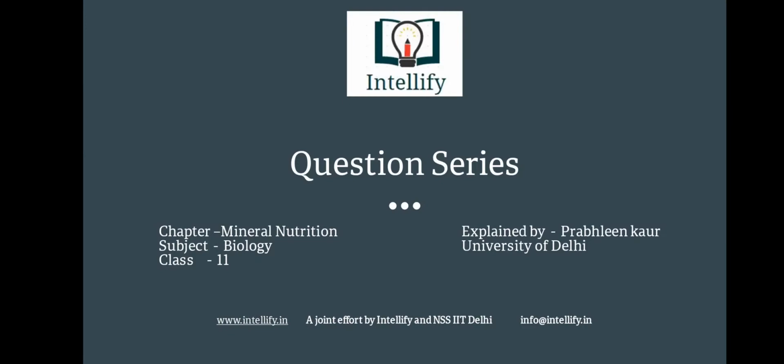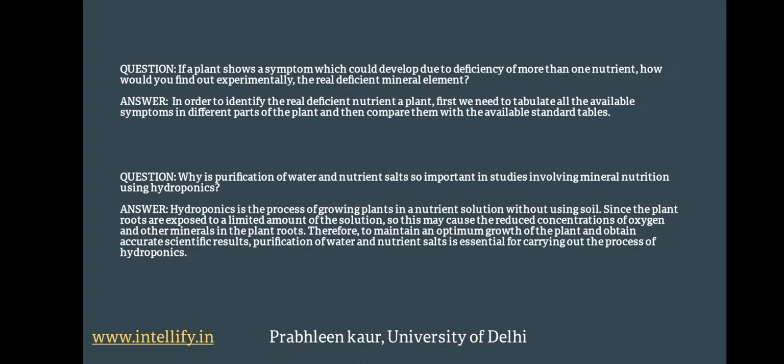We are going to discuss certain important questions from the 12th chapter, Mineral Nutrition, from class 11th Biology. The very first question is, if a plant shows a symptom which could develop due to deficiency of more than one nutrient, how would you find out experimentally the real deficient mineral element?